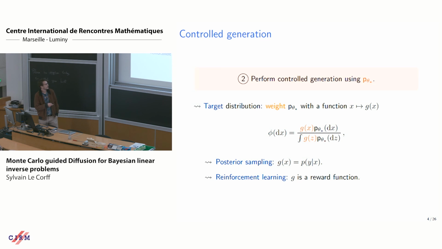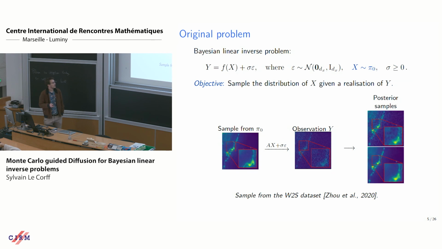So G can be seen as a reward function in reinforcement learning, but in our case, it's really going to be an observation model. So we're going to try to focus on posterior sampling. And an example of what we're going to do.